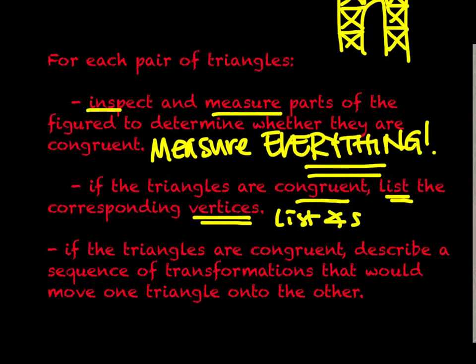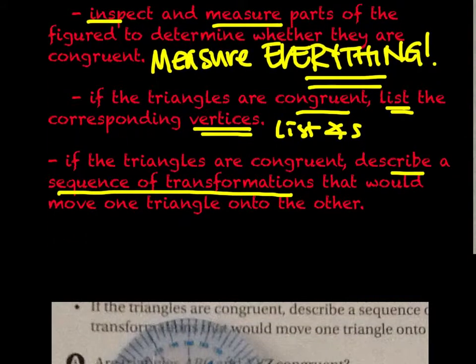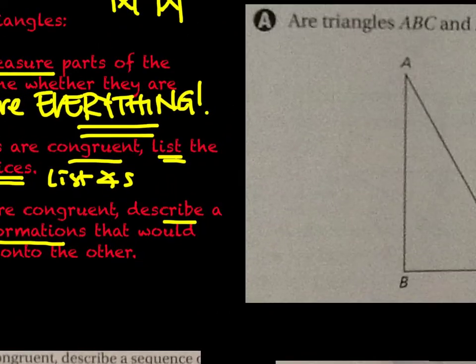And if the triangles are congruent, you need to describe a sequence of transformations that would move one triangle onto the other. So, kind of fun. Let's look at our first set of triangles. We're going to do part A. So part A looks like this.